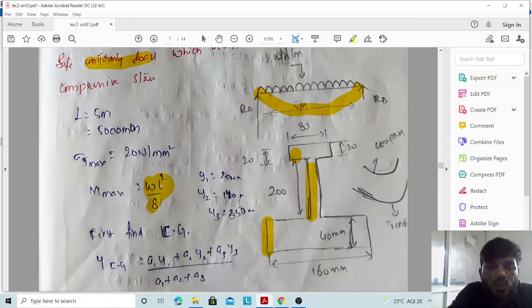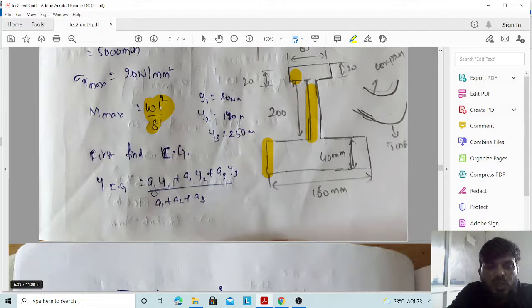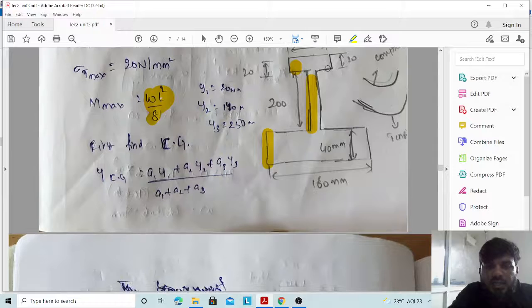So, it is like 250. Now, what is the formula for CG? It is y equals A1 y1 plus A2 y2 plus A3 y3, divided by A1 plus A2 plus A3, where A1 is the area of the first section, A2 is the area of the second section, and A3 is the area of the third section. Okay.